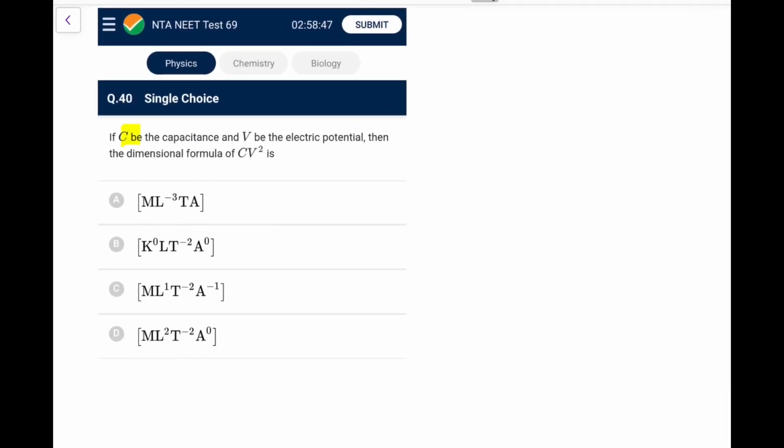Let C be capacitance, V be the potential, then the dimensional formula of CV square, you know energy is half CV square, that is energy. I always say remember ML2T minus 2. So ML2T minus 2, go for option D, that's an easy one.